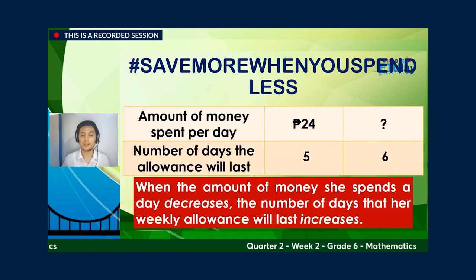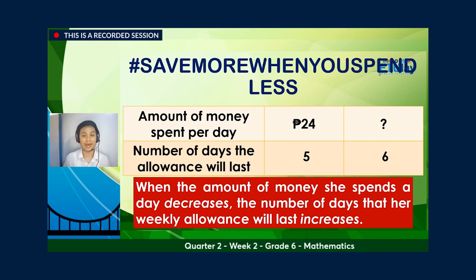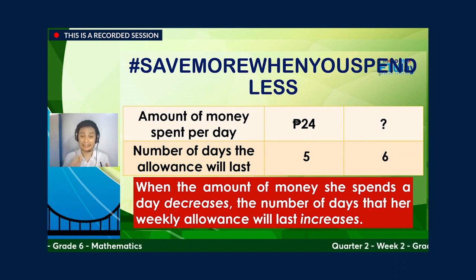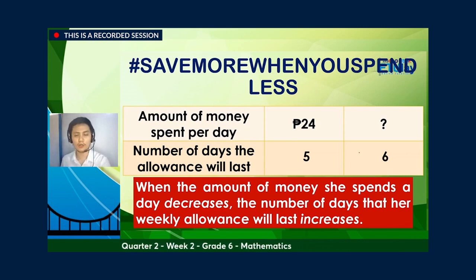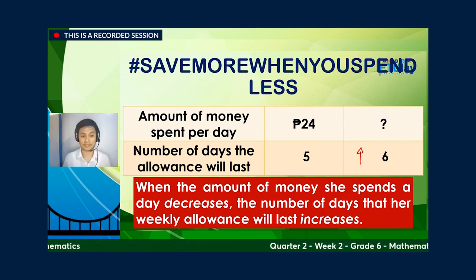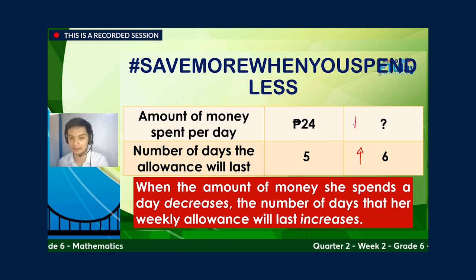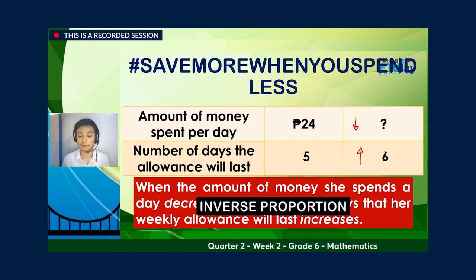Parang hindi, no? Kasi dapat, when the amount of money Denny spends a day decreases, the number of days that her weekly allowance will last increases. So, hindi ito yung kagaya nung kanina na kapag yung isa ay lumalaki, yung isa ay lumalaki din. This time, baliktad. Yung isa lalaki, yung isa ay liliit. One will increase, the other will decrease. So, kung lumaki yung value, yung number of days the allowance will last. Okay? Lumaki yung value dyan. Dapat, ang maging corresponding change dyan sa amount of money spent per day ay dapat liliit yan. Okay? So this is an application of inverse proportion.